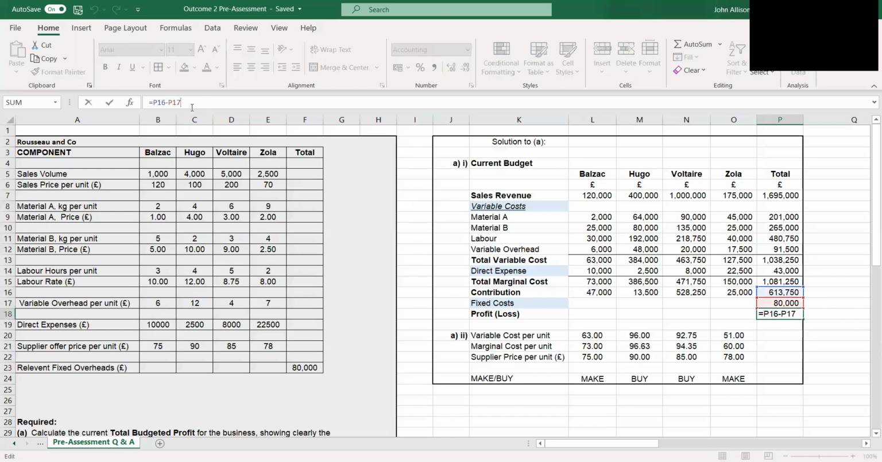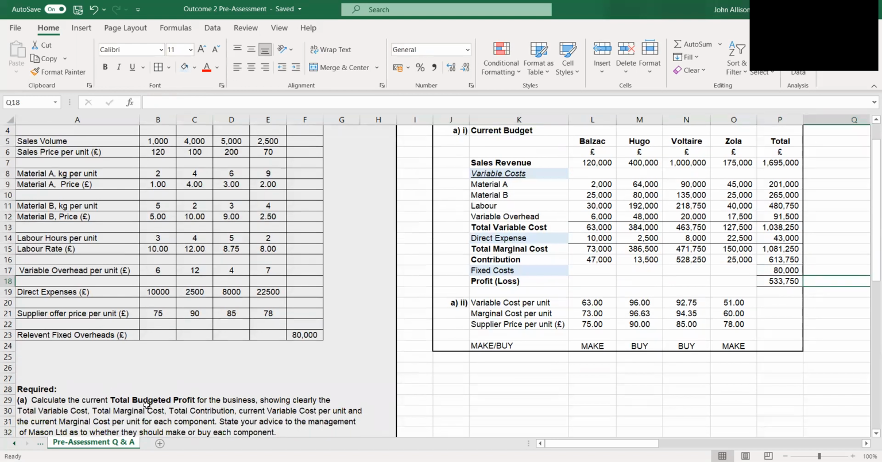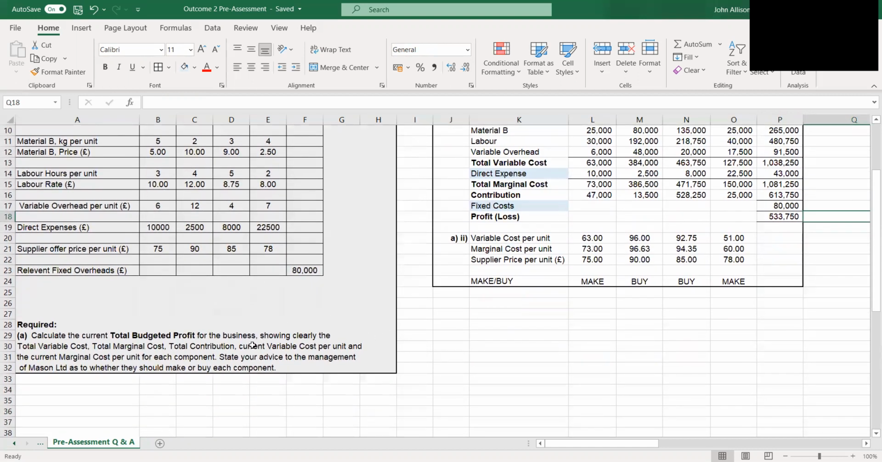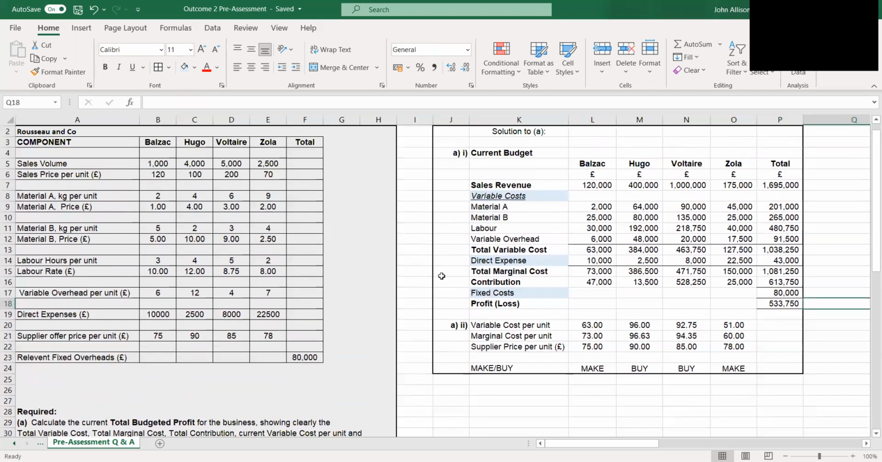So we've done £613,750. Take away 80,000 is going to give me £533,750. And that's just calculated the total budgeted profit, clearly showing total variable cost, total marginal cost, total contribution as well. The next part though we've got to do is calculate variable cost per unit and the current marginal cost per unit for each component, then state advice as to whether or not we would make or buy.